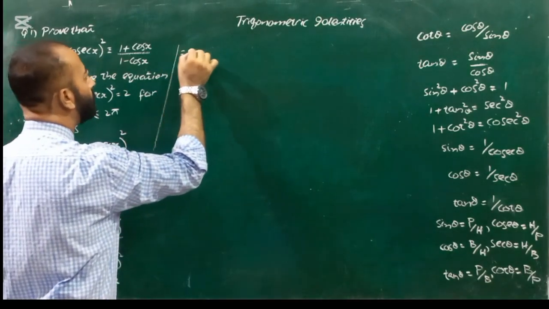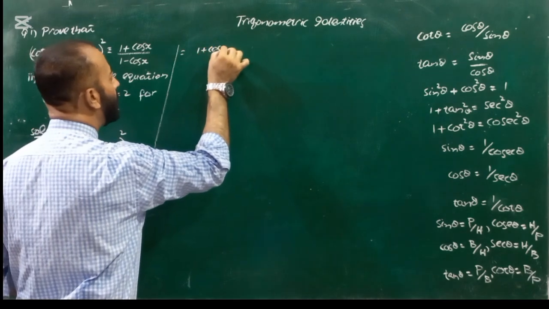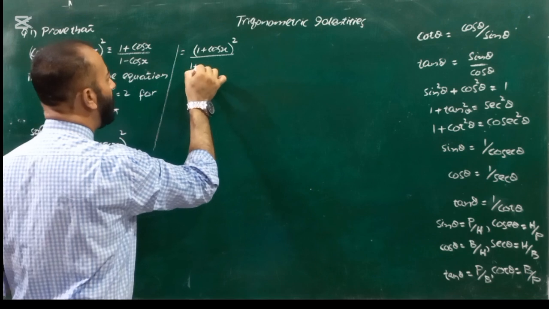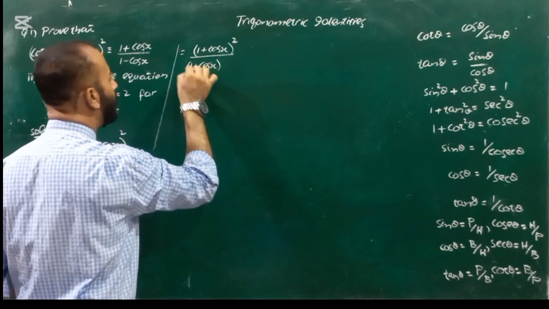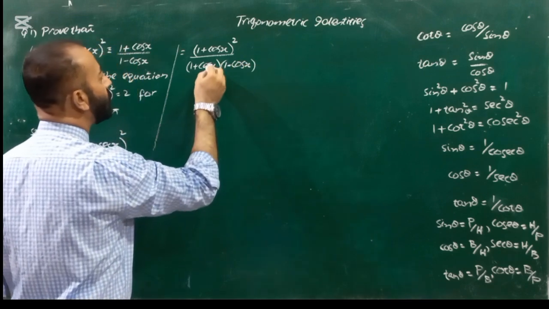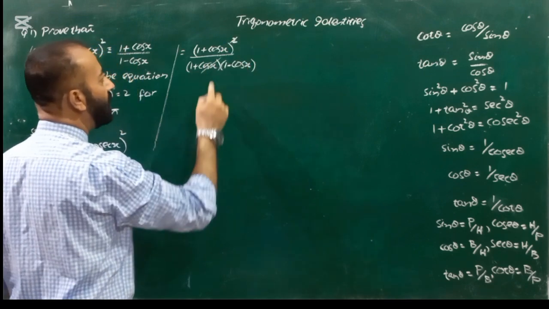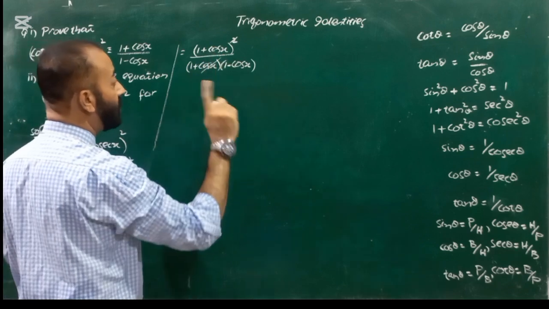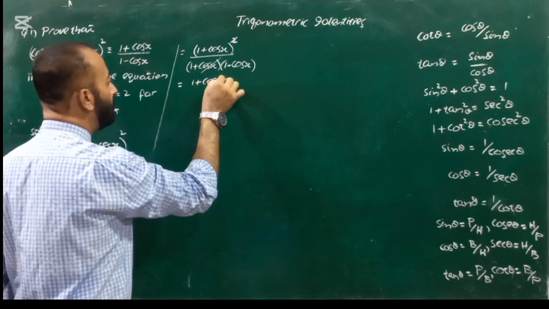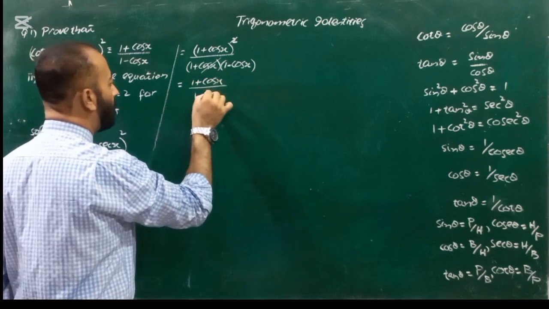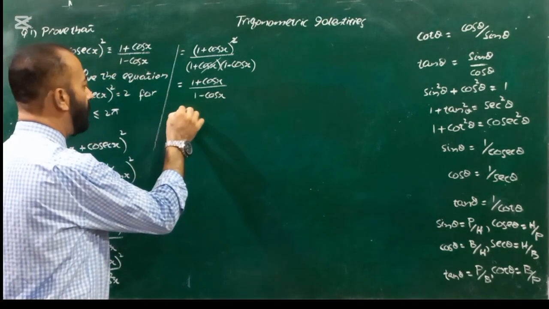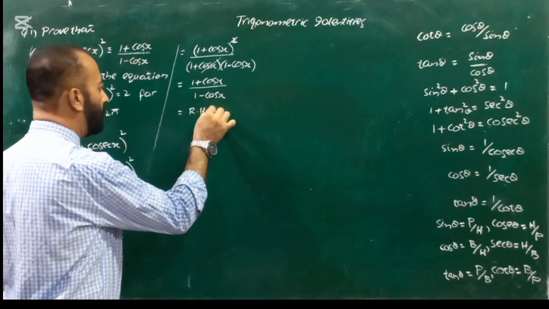So look now, 1 plus cos x whole square, numerator is as it is, and in denominator we have 1 plus cos x into 1 minus cos x. And one 1 plus cos x will be cancelled, because in the numerator we have 1 plus cos x 2 times. So the remainder is 1 plus cos x in the numerator, and in the denominator 1 minus cos x, which has been proved equal to right hand side.